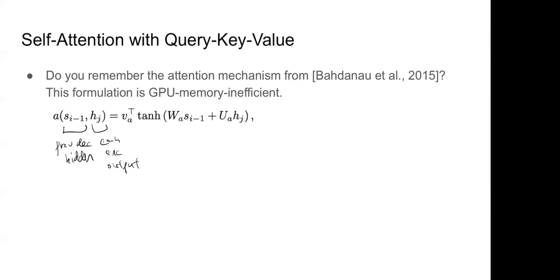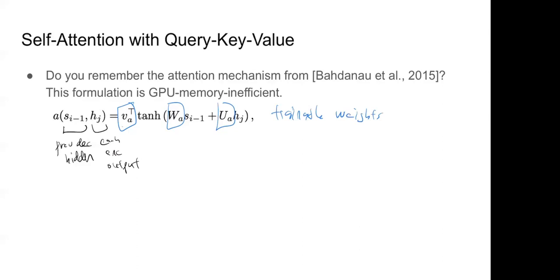And this works pretty well. Basically, you do an additive linear transformation between S_{i-1} and H_j, then perform the tanh activation function, and then multiply that by weights. And remember that these were the weights, right? These are trainable weights.